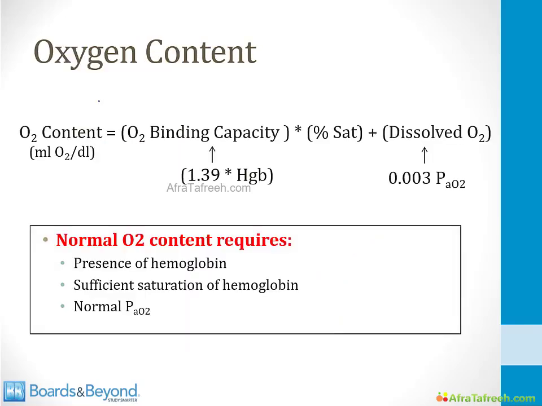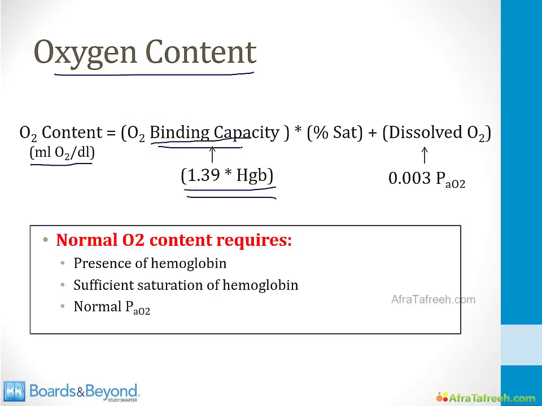We can actually calculate a number for the oxygen content of blood in milliliters of oxygen per deciliter of blood. We don't usually do this clinically, but for step one, it's important for you to understand the components that determine how much oxygen is found in our blood. So the first element of the oxygen content equation is the oxygen binding capacity. This is equal to 1.39 times the hemoglobin concentration. So what this means is the more hemoglobin you have, the more oxygen that you can potentially bind.